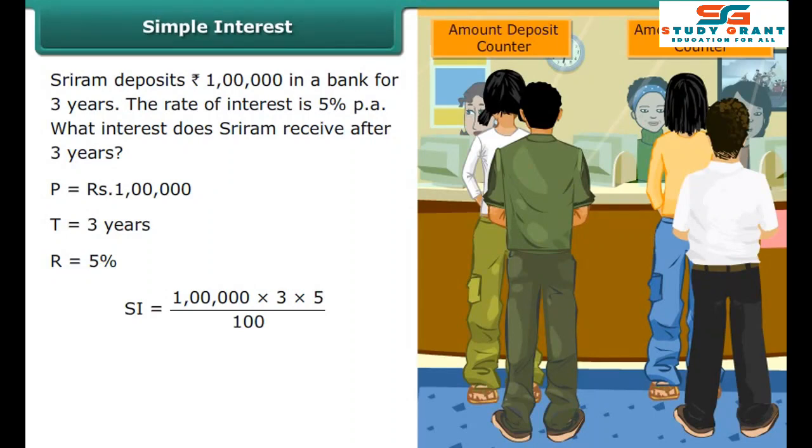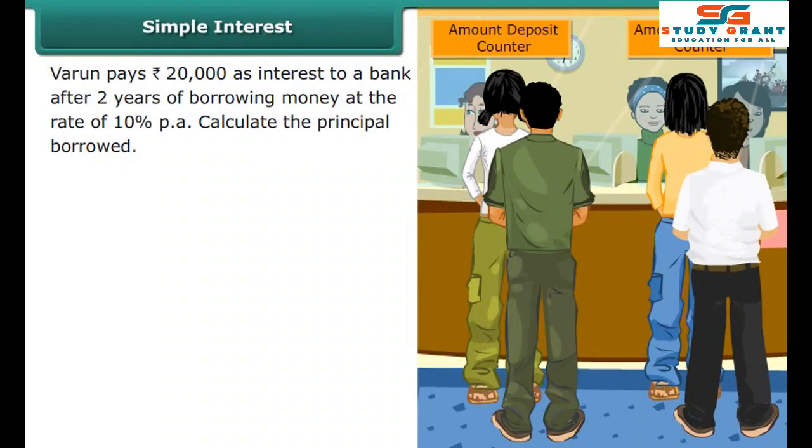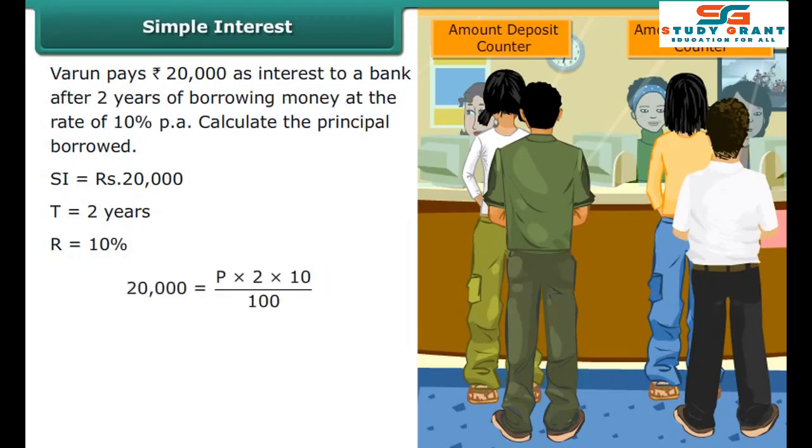Now look at the next example in which we will calculate the principal. Varun pays Rs 20,000 as interest to a bank after 2 years of borrowing money at the rate of 10% per annum. Calculate the principal borrowed. Here interest is Rs 20,000. Time period is 2 years and rate of interest is 10%. Now by substituting the values in the formula we get 20,000 is equal to P into 2 into 10 whole upon 100. By calculating it we get principal as Rs 1 lakh. Varun borrowed Rs 1 lakh for a period of 2 years.